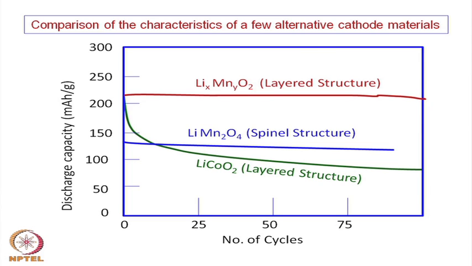And the layer structure MnO2, if you replace cobalt by manganese, also has a better property. However, there are certain disadvantages, of course, so that these are not still commercially being used. Commercially, the most important one is still the lithium cobaltite.